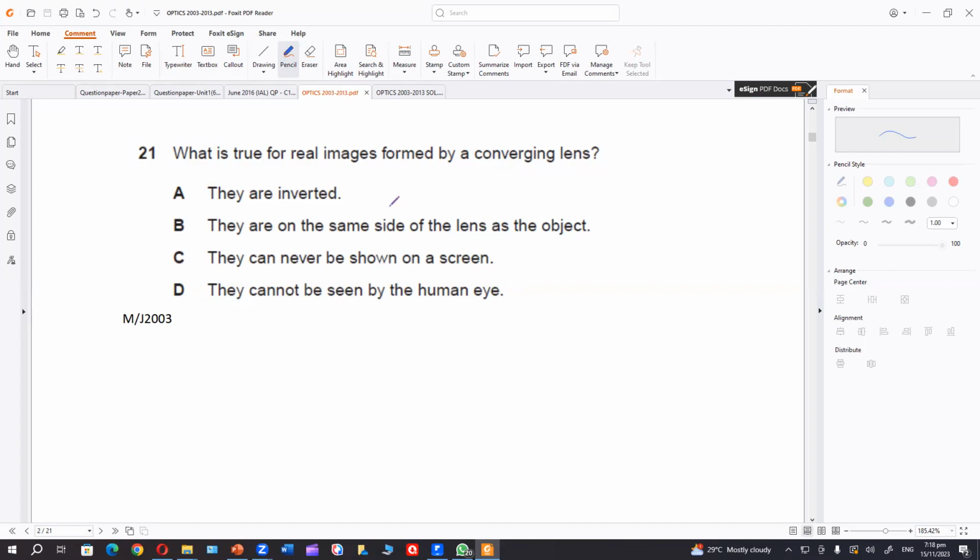Now give your feedback. What is true for real images formed by converging lenses? When a converging lens is used, a real image is what? It is produced by the actual intersection of light rays. A real image is that. What is a converging lens?